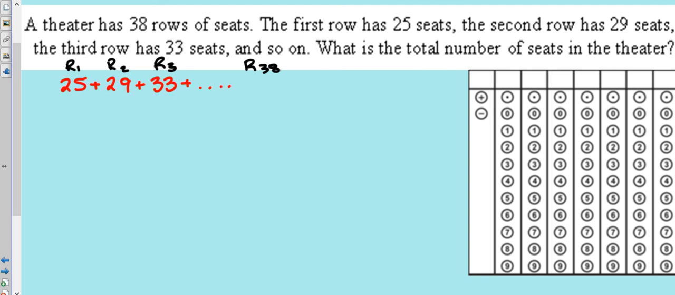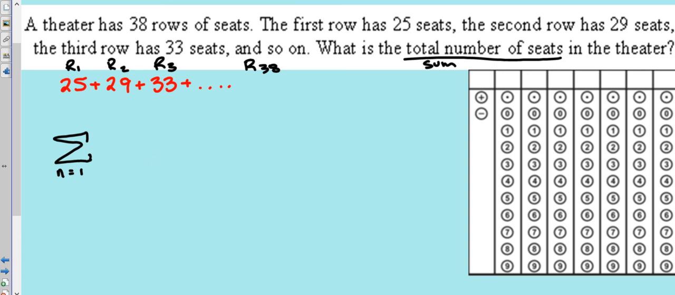So here's what we can do. We can use the calculator to use a sum. When it says total number of seats, what it basically means is what's the sum? And anytime we want to find a sum, we use sigma notation. If you remember, in sigma notation you always start with n equals 1, and we go up to however many terms there are.